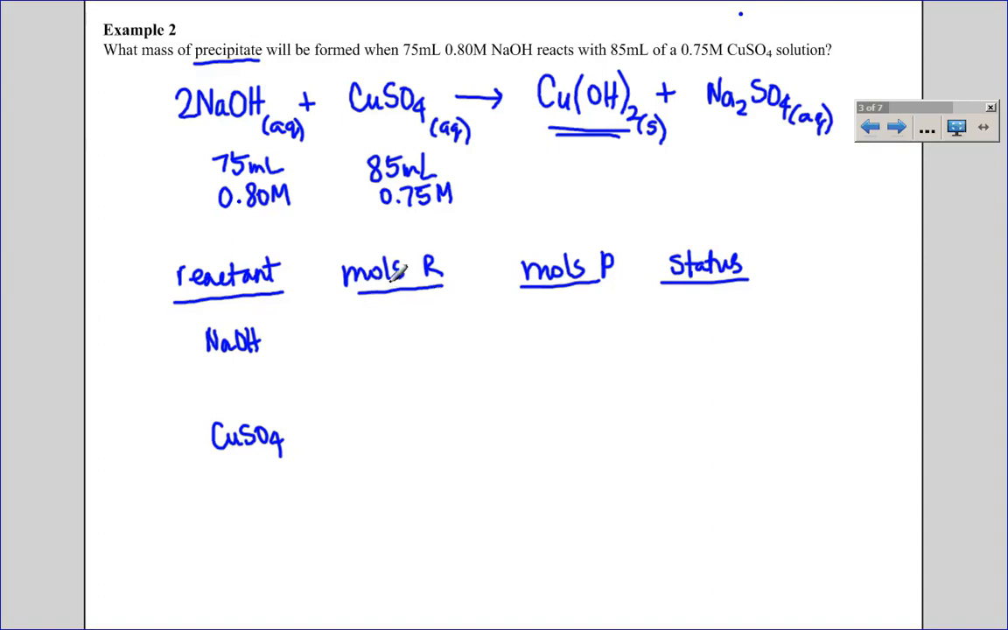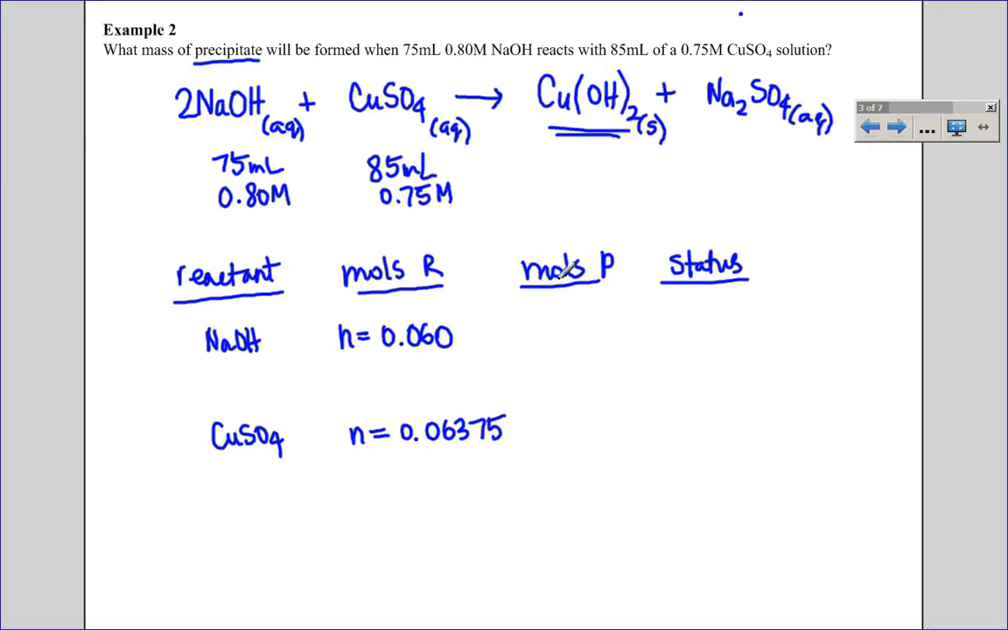So to find the moles of sodium hydroxide, I need to multiply the concentration by the volume, and I need to make sure that I put my volume into liters. So I find that I have 0.060 moles of sodium hydroxide. Same thing for the copper sulfate, the concentration times the volume put into liters, and I am left with 0.06375.